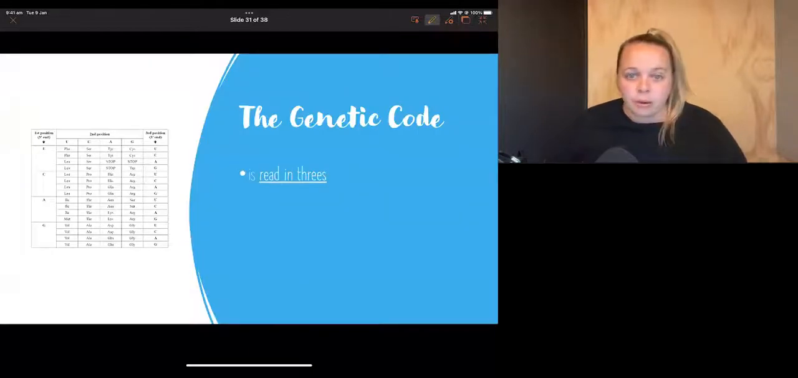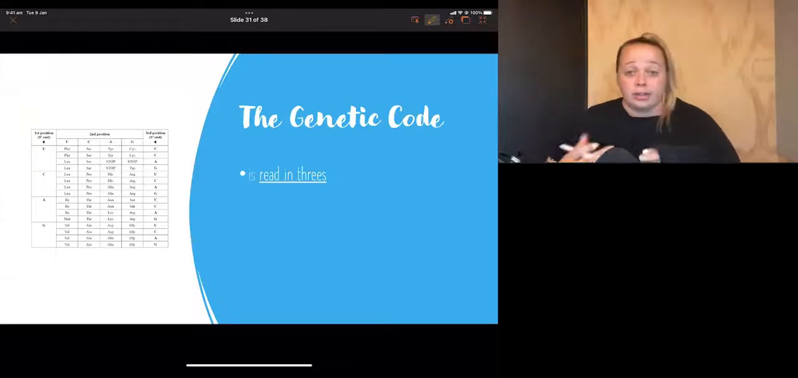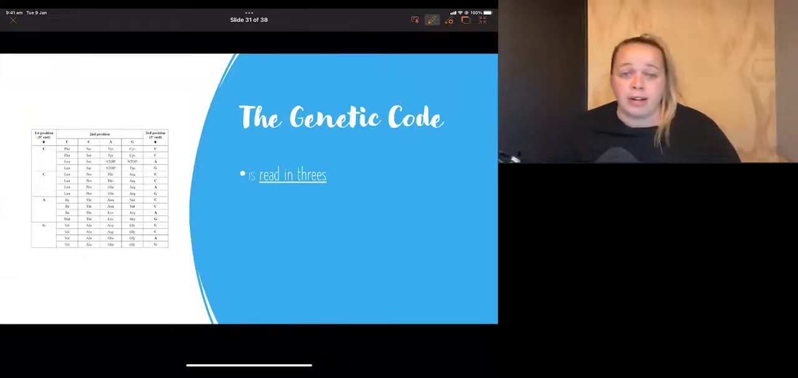I'm happy to go over that with you if you need more help, but essentially you don't need to understand the maths. You don't need to replicate the maths that I've just shown you, but they're really helpful for understanding why it's read in 3s and not 1s and not 2s and not 4s and all of those different combinations. So it's always read in 3s.